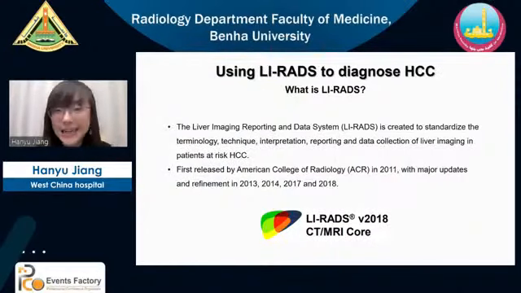So first, what is LIRADS? The Liver Imaging Reporting and Data System, LIRADS, was created to standardize the terminology, technique, interpretation, reporting, and data collection of liver imaging in patients at risk for HCC. It was first released by the American College of Radiology in 2011 with major updates and refinements in 2013, 14, 17, and most recently in 2018. We're expecting another major update of this system this year.